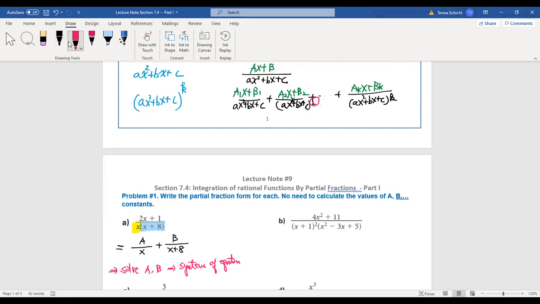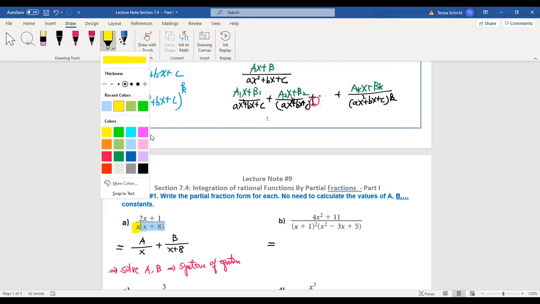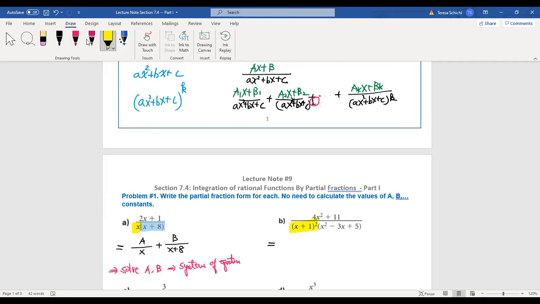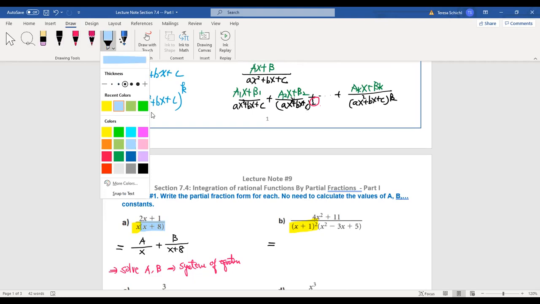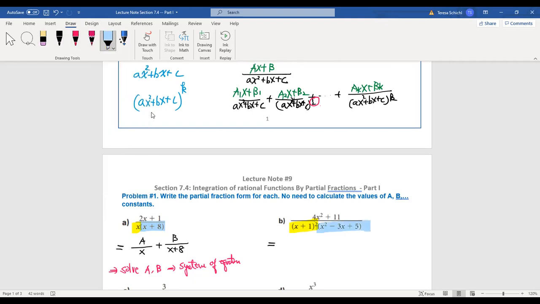Okay, so now let's take a look at the second one here. Here the highest degree on top is 2, and on the bottom we have x squared times x squared, so it's x to the fourth. So that's good enough. I don't need to do anything. I don't need to use long division. Okay, so let's take a look at the first term here. The first term is x squared, x plus 1 to the square. And the second term is x squared minus 3x plus 5.